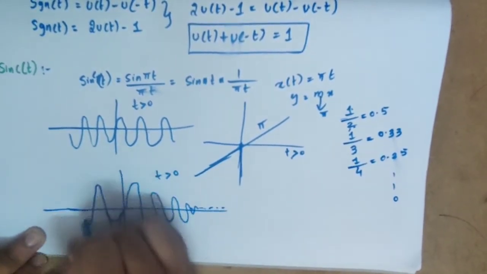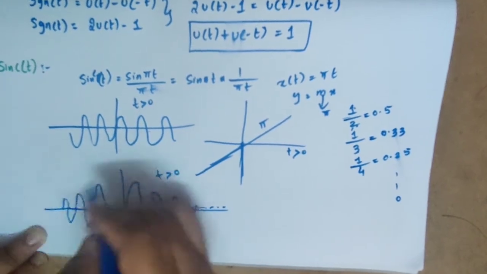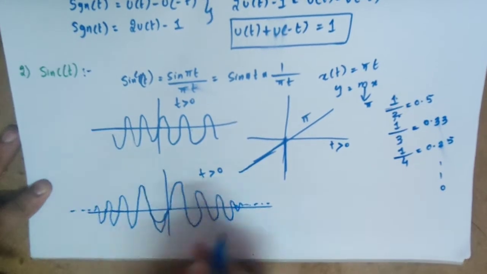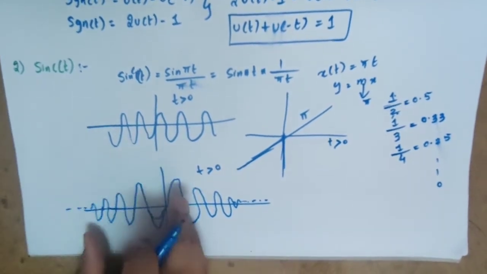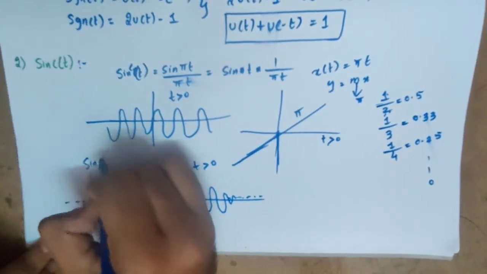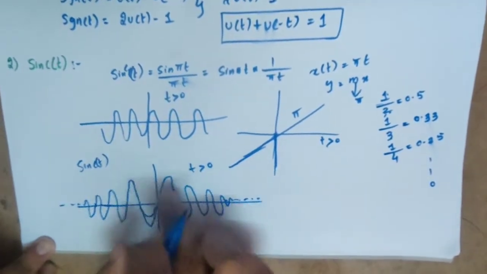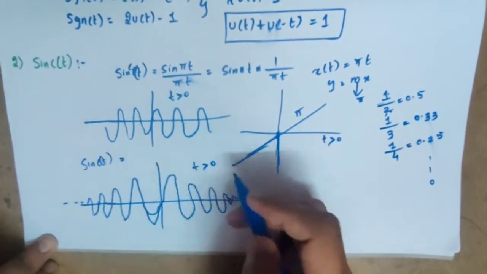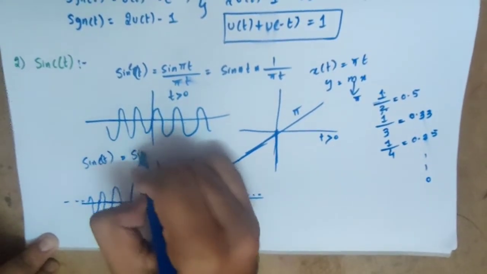If you consider it like this, again this will go on and it will become 0 at some instant of time. So this is the sinc of t. But this is not the exact graph of sinc of t. Why? I'll tell you. Let us find the magnitude of sin pi t divided by pi t.